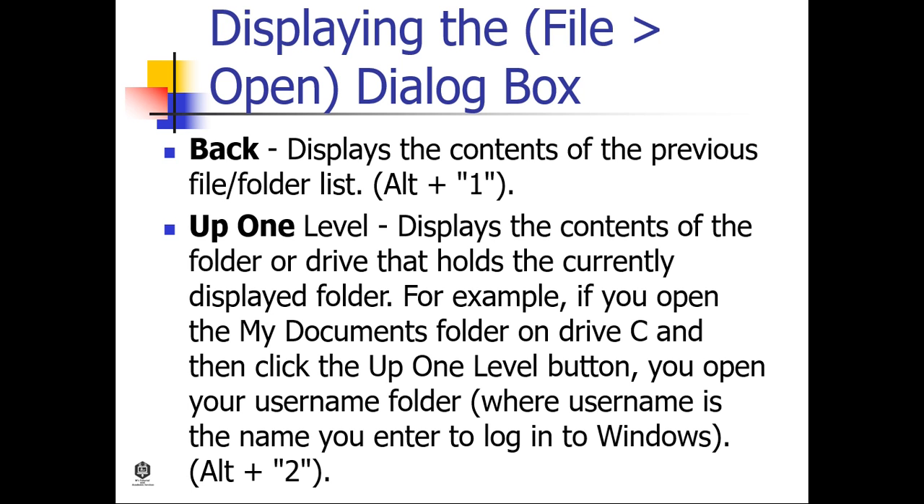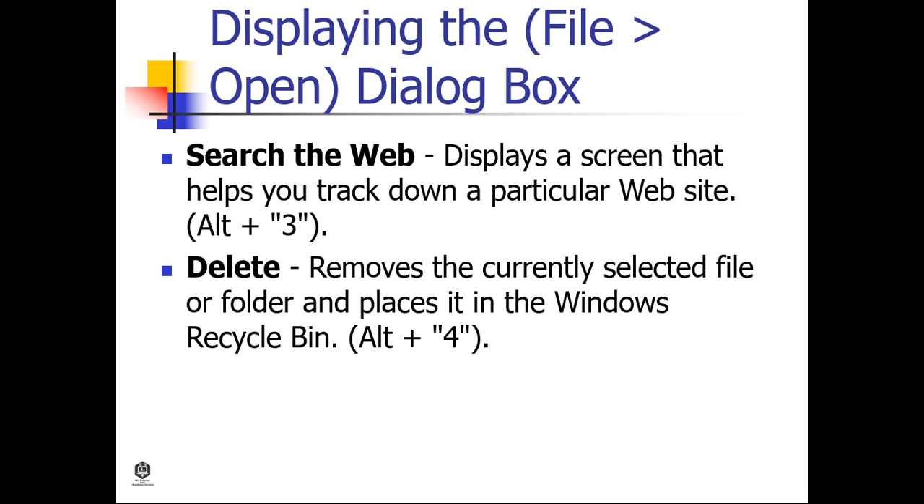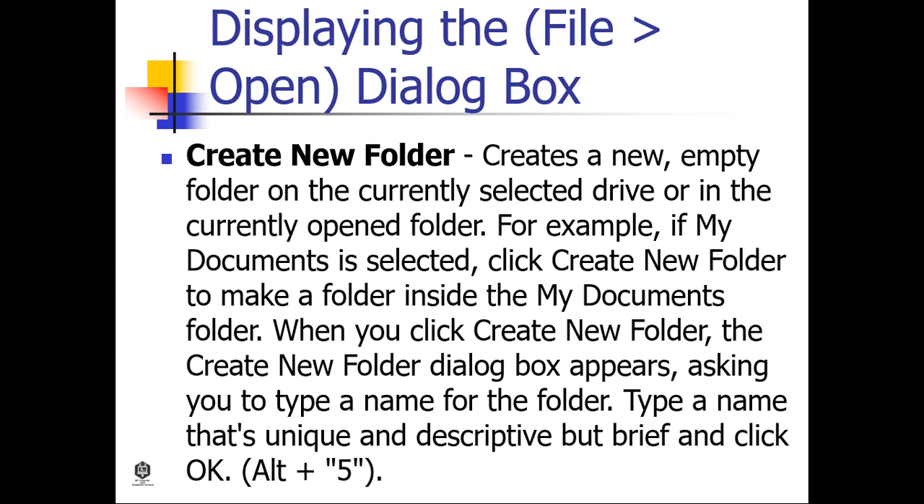For example, if you open the My Documents folder in Drive C and then click the Up one level button, you open the User Name folder, where username is the name you enter to log in to Windows, such as Alt-2. Search the Web displays a screen that helps you track down a particular website, or Alt-3. Then Delete removes a currently selected file or folder and places it in the Windows Recycle Bin, or Alt-4.